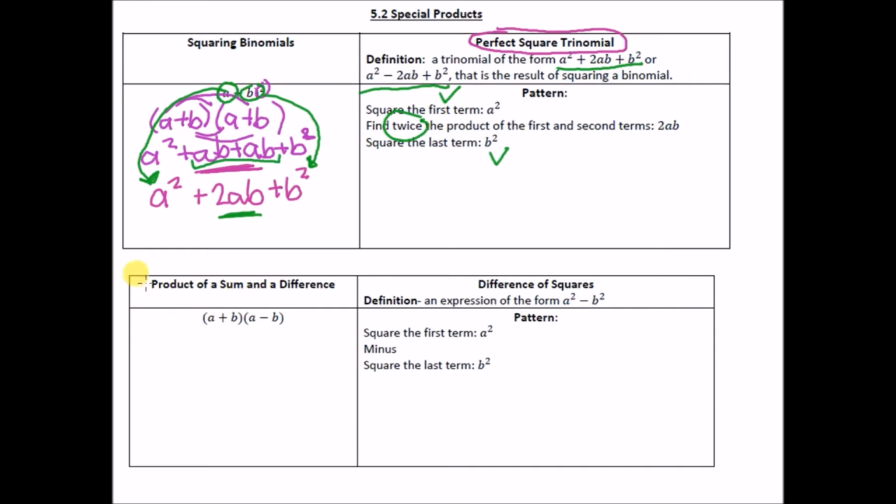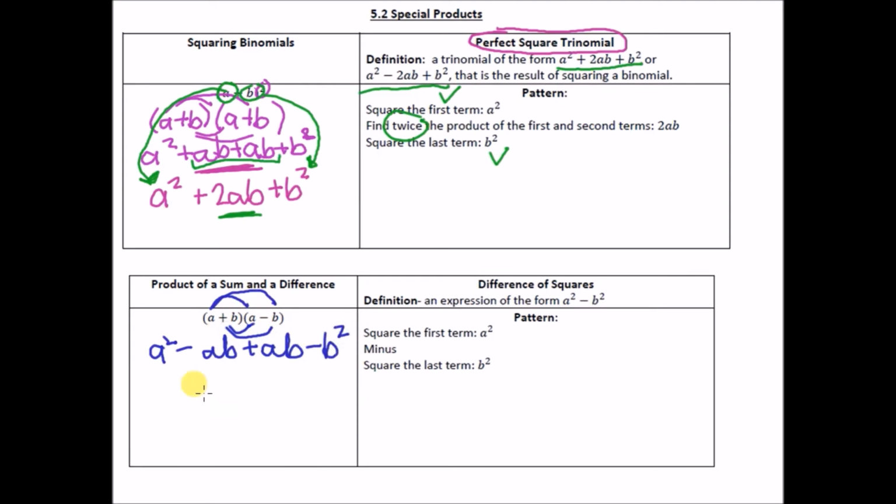So a little bit different here. Instead of this being a plus b, we now have a plus b, a minus b. Let's go ahead and expand this. A times a is a squared. A times b is ab. Sorry, it's a times negative b is negative ab. B times a is ab again, and then b times negative b is negative b squared.